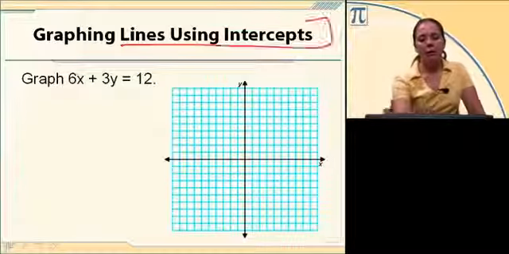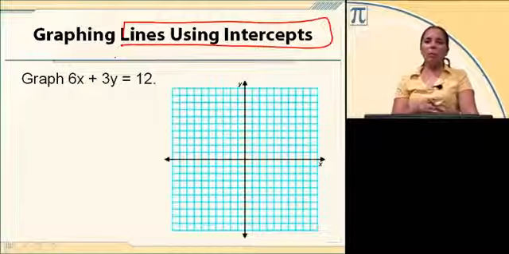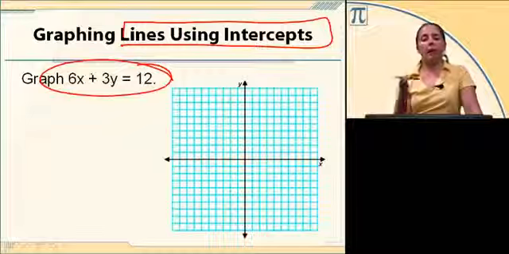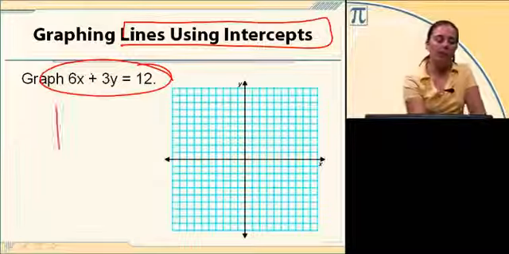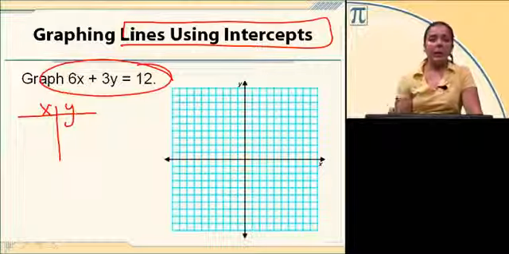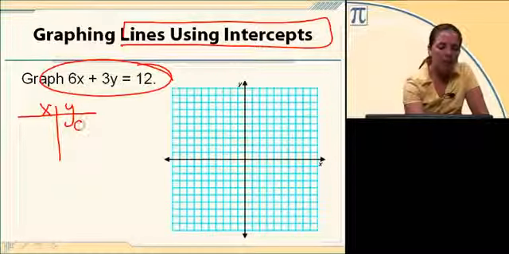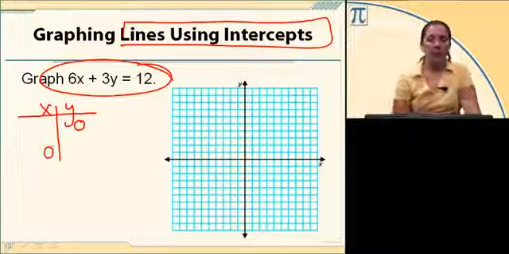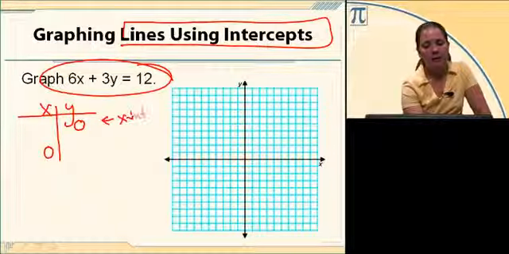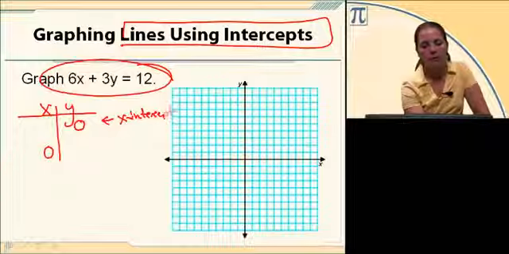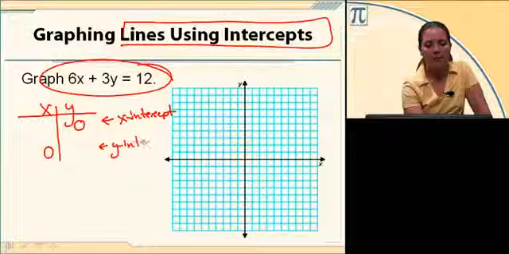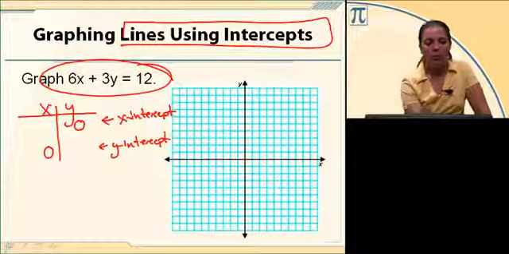Graphing the line using the intercepts. Now in the last one we used the y-intercept. This is standard form, and we can very easily find the x-intercept and the y-intercept by letting the x be 0 and letting the y be 0. I'm going to let y be 0 and then I'm going to let x be 0. When y is 0, this is going to be the x-intercept. And when x is 0, it gives me the y-intercept. And we'll look at y here in a second.